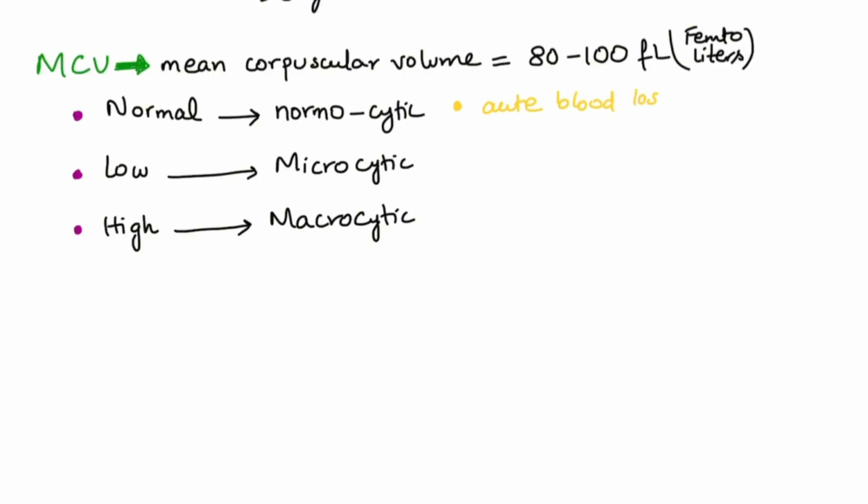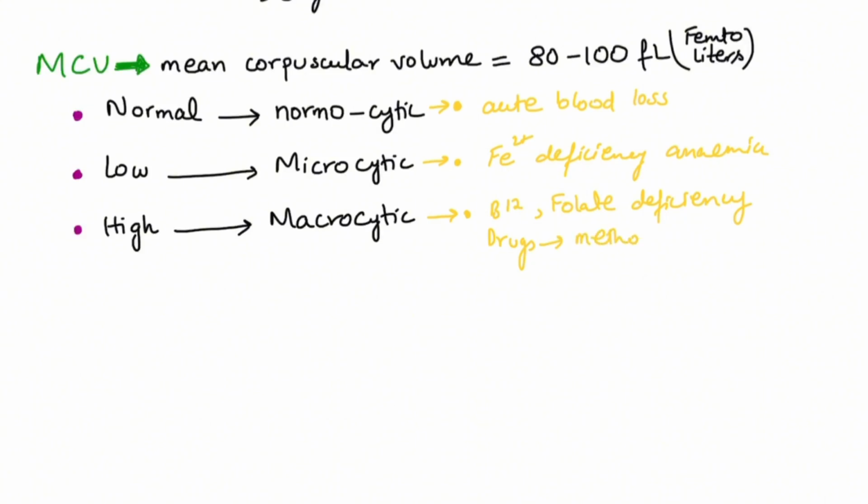Normocytic, we see in acute blood loss. For microcytic, examples are iron deficiency anemia and thalassemia. And in macrocytic, we have B12 deficiency and folate deficiency. It could be because of liver diseases and drugs like methotrexate. So these are a few common examples for each type.